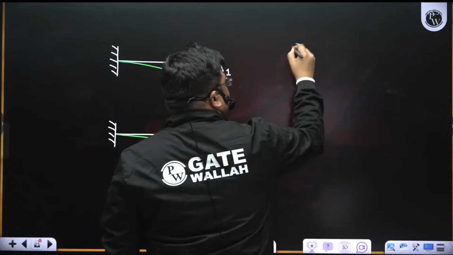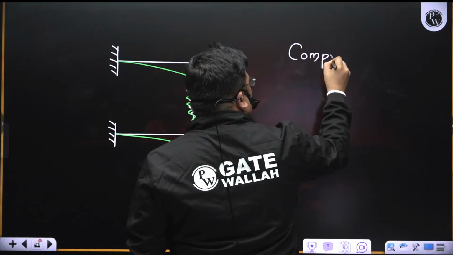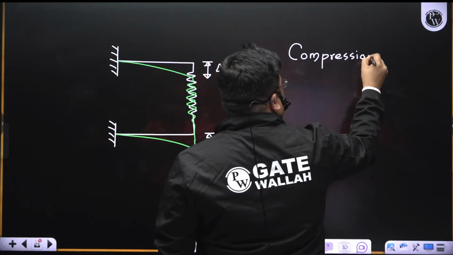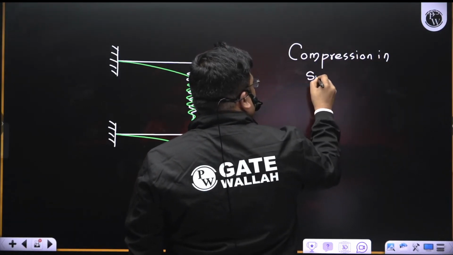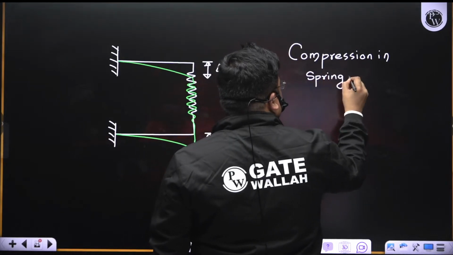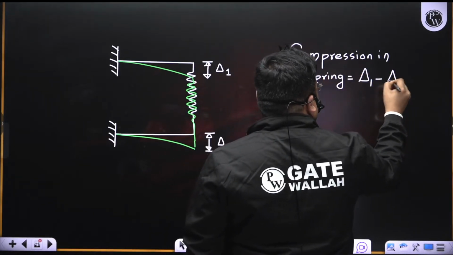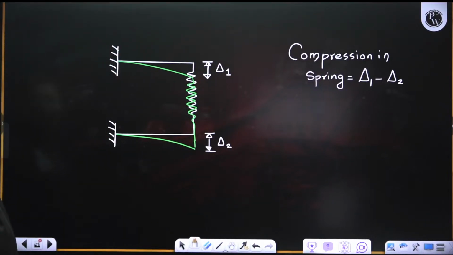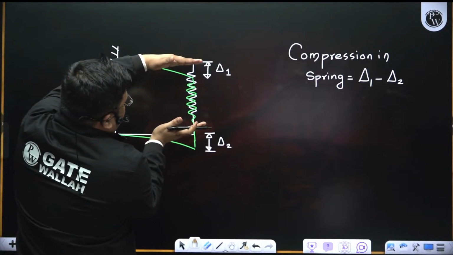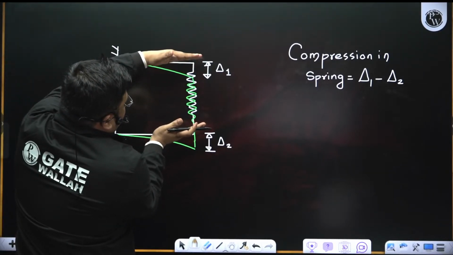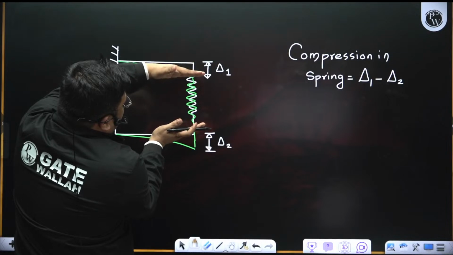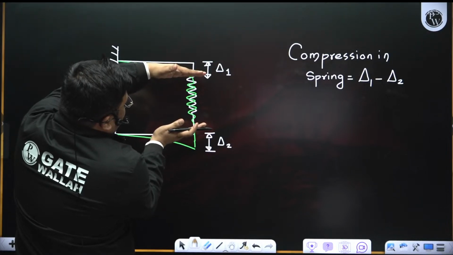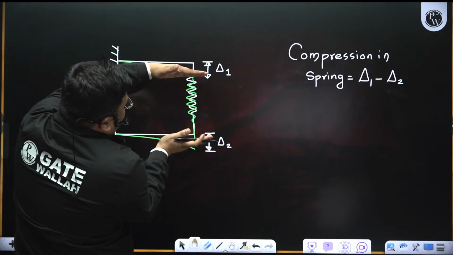So can I say that the compression in spring is equal to delta 1 minus delta 2? Yes or no? First, try to understand. It compressed by delta 1. Then this got deflected. So net compression happened how much? Delta 1 minus delta 2, right?